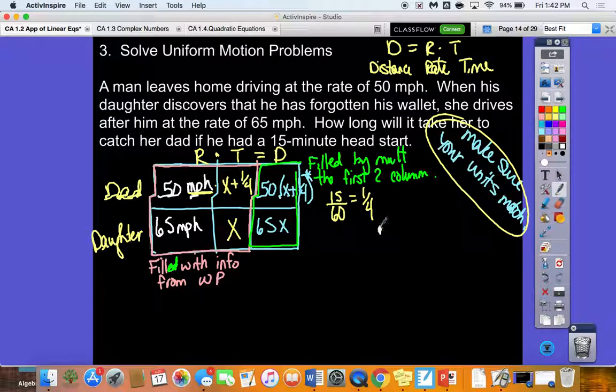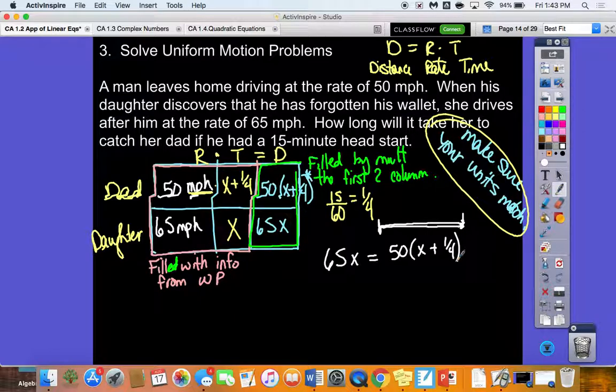On this one, they left the same place. Dad cuts out, and he's going. Well, she tries to catch him. The question is, how long does it take for her to catch him? Well, that means their distances are the same. So you've got 65x equals 50 times x plus 1/4.